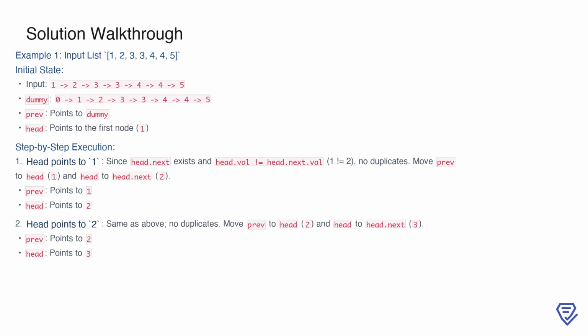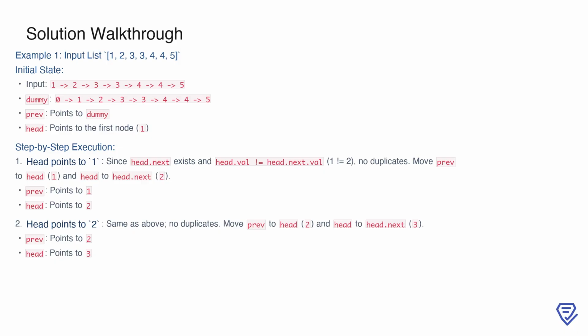In this example, we start with the input list 1-2-3-3-4-4-5. To simplify handling edge cases, we introduce a dummy node 0, which points to the head of the list. The previous pointer starts at the dummy node, and the head pointer starts at the first node, 1. Now, as we begin traversing the list, head points to 1. Since the next node exists and head.val is not equal to head.next.val, 1 is not equal to 2, we know there are no duplicates here.